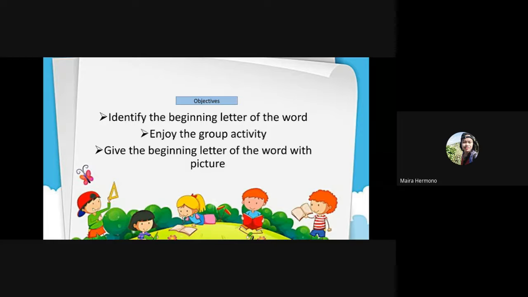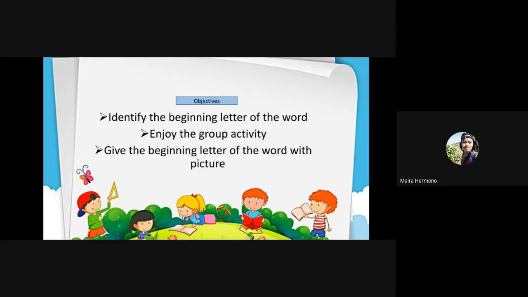Before we proceed to our new lesson, let's have first a review of what you studied yesterday. Class, what have you studied yesterday? Yes, Abby? Okay, it is all about cause and effect. And what is cause and effect? Yes, MJ? Okay, cause is a reason and effect is a result.